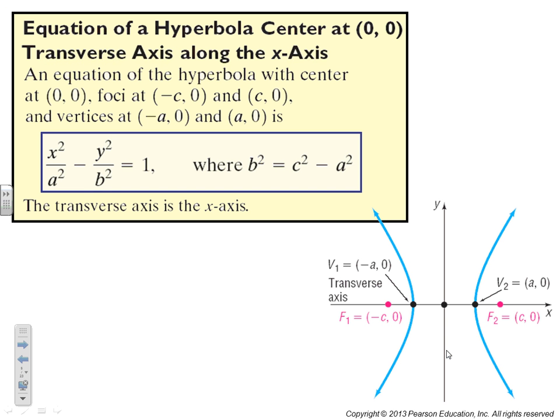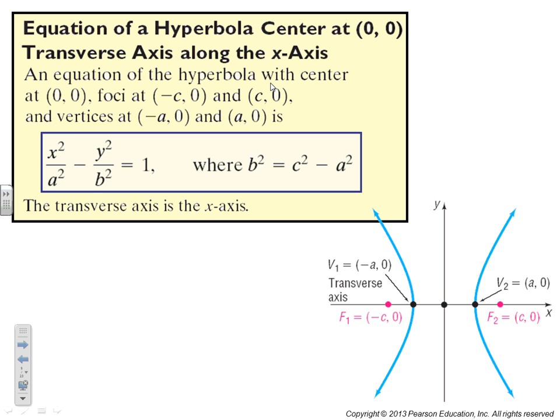The equation of a hyperbola with a center at 0, 0 and a transverse axis along the x-axis. The way you can tell which axis you're on is it is the positive value. So here, x squared over a squared minus y squared over b squared, whichever one is negative is not the transverse, it's the positive one.